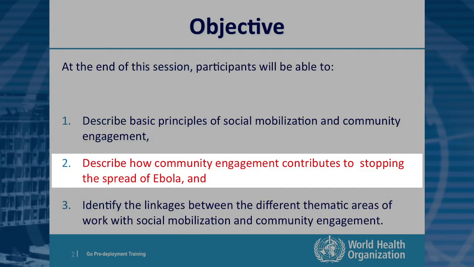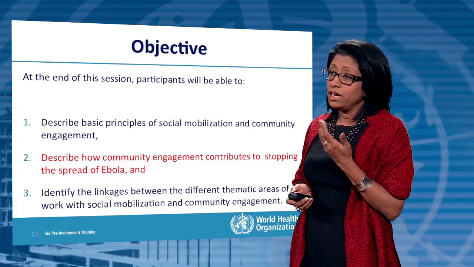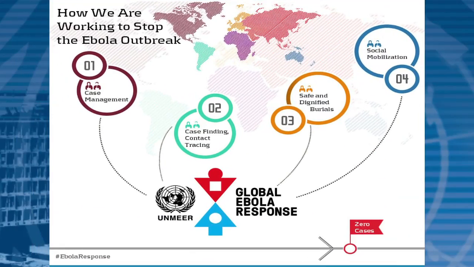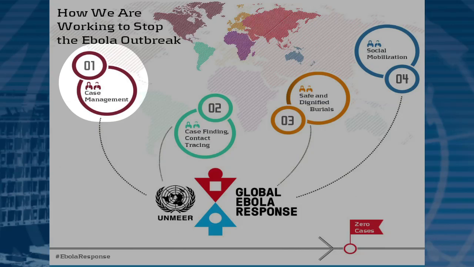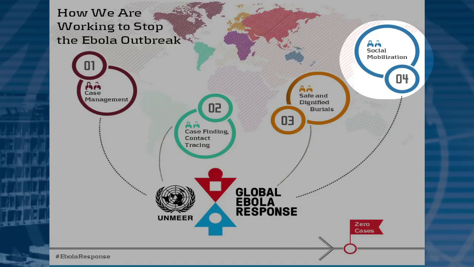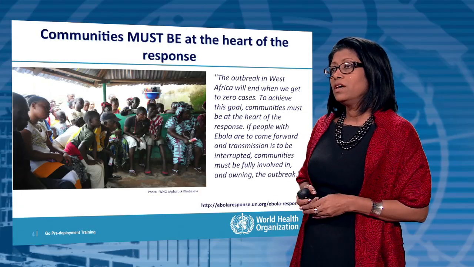And really importantly, you'll be able to identify the linkages between the different thematic areas of work with social mobilization and community engagement, and hopefully link it up to the work that you are being deployed for. A recap of the 4 response pillars: case management, active case finding and contact tracing, safe and dignified burials, social mobilization and community engagement. And social mobilization and community engagement, in fact, contribute to all of the other 3 pillars as well as standing on its own.